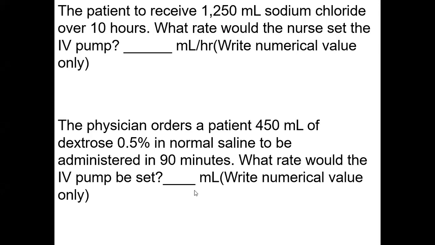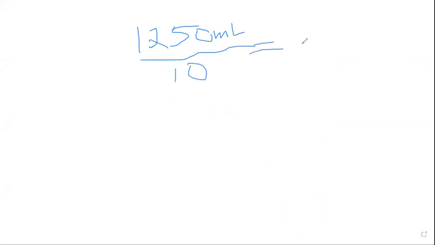So now we can just go to the whiteboard. Okay, we know that we have a total volume of 1250. Our time is already in hours, so we're just going to divide that by 10. And this is hours, so you see it's going to give us mLs per hour. So 1250 divided by 10, and you should have gotten 125. 125 mLs per hour. Let's look at the next one.